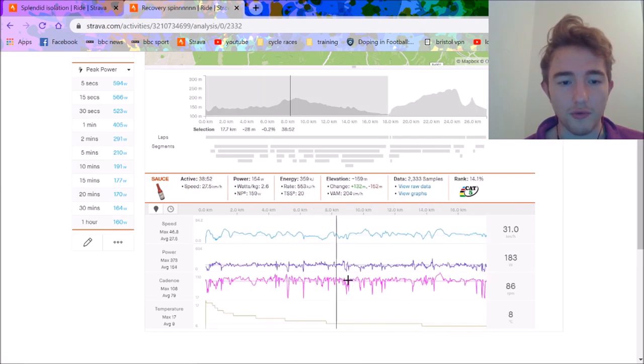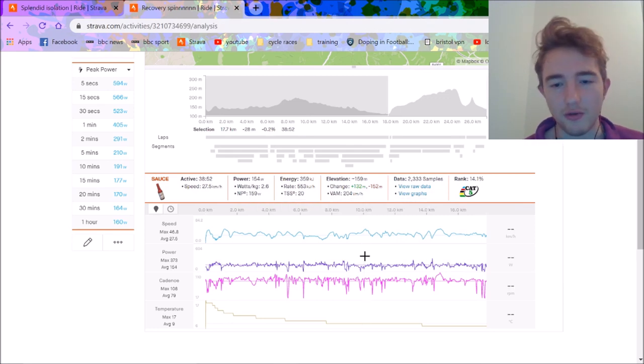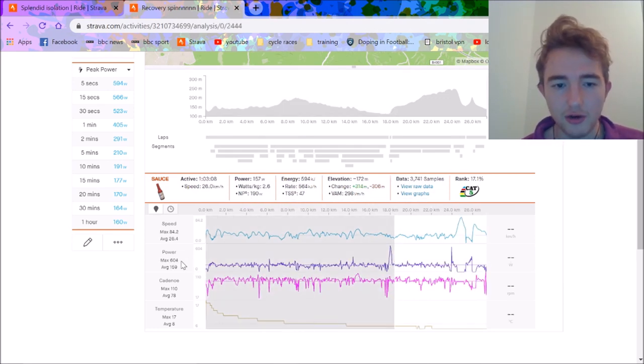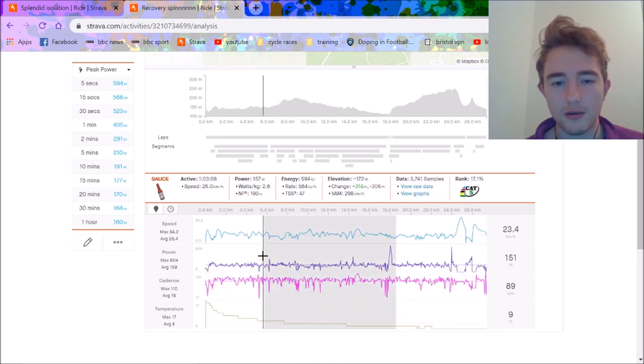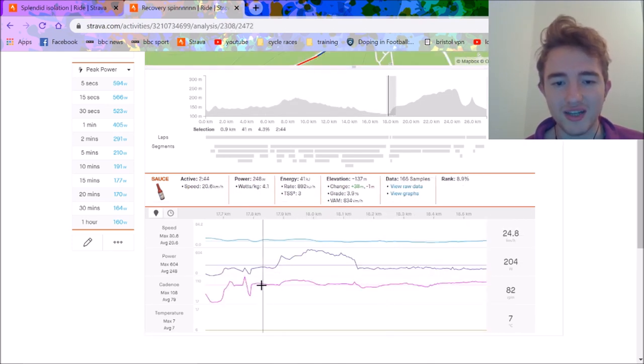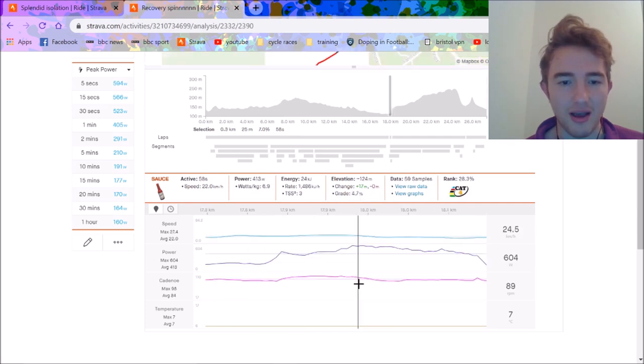But okay, so this is the recovery ride: 154 watts, 159 normalized. That's very, very good. Then we suddenly include this peak here. It's 195 normalized for 40 minutes, and that's literally because I did about 40 seconds at 500 watts. Something like that. No, what was it?